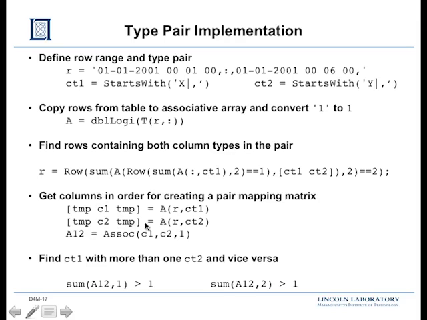So we do that here, and now we can construct a new associative array, which is just taking the X's and the Y's and creating a new associative array with those.